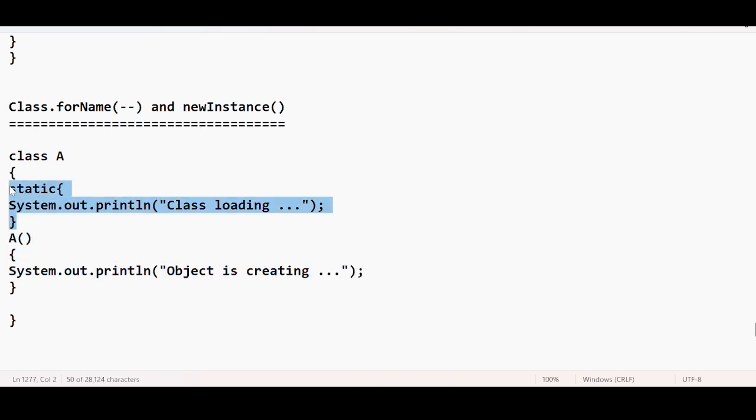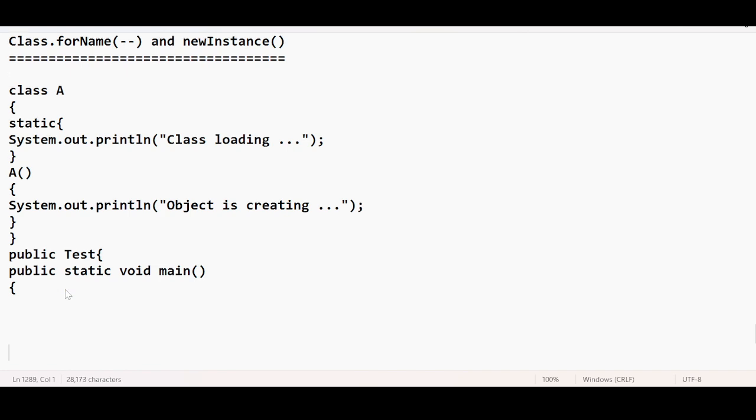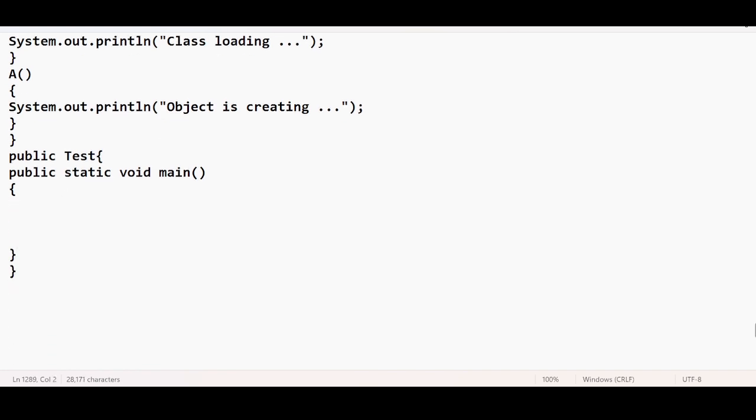If you want to invoke the static block, what do we need to do? We need to load the respective .class file to the memory. In this case, the A.class file needs to be loaded inside the JVM. So I'm taking another class, public class Test, and inside this class I am going to take a main method. Public static void main is the prototype of the main method, with String array args. We know these things already.